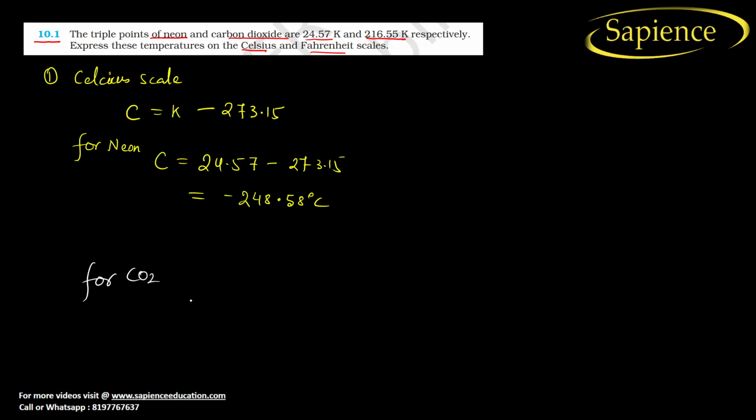Now for CO2, in degrees Celsius. So CO2 has 216.55 Kelvin. So 216.55 minus 273.15. So we will get minus 56.60 degrees Celsius.